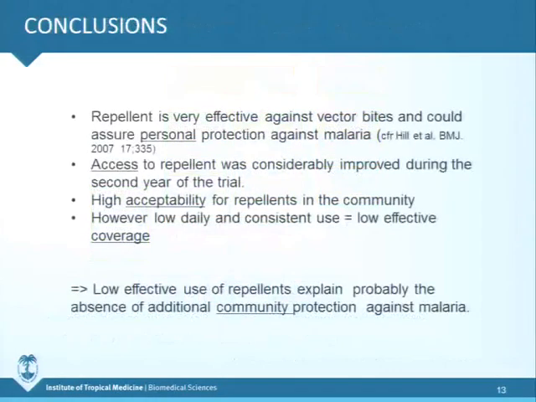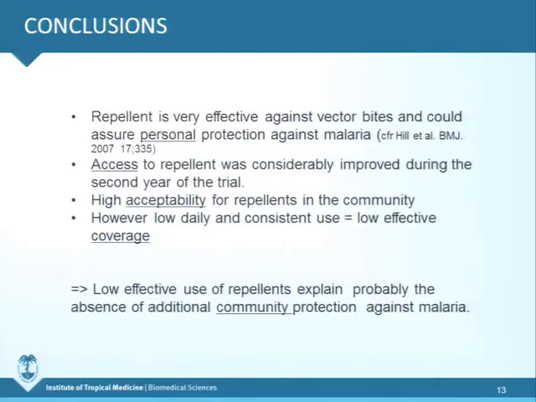So in conclusion, the repellent, picaridin in this case, from SC Johnson, is very effective against vector bites and could assure personal protection against malaria, as was demonstrated in Bolivia with Hill. We also show that access to repellent was considerably improved during the second year of the trial, even in very remote areas on the forest plots. There was a high acceptability of the repellents in the community.